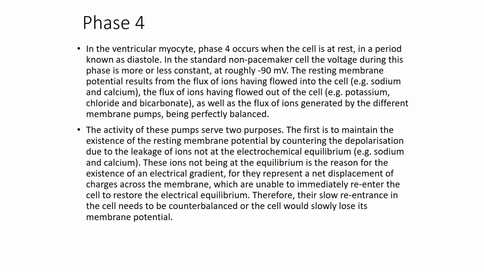Phase 4. In the ventricular myocyte, phase 4 occurs when the cell is at rest, in a period known as diastole. In the standard non-pacemaker cell, the voltage during this phase is more or less constant, at roughly -90 mV. The resting membrane potential results from the flux of ions flowing into the cell, e.g. sodium and calcium, the flux of ions flowing out of the cell, e.g. potassium, chloride, and bicarbonate, as well as the flux of ions generated by the different membrane pumps, being perfectly balanced.